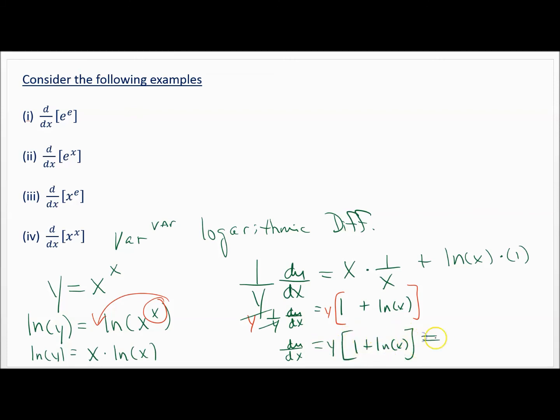Finally, I'm not supposed to leave a y and an x in my result. It should be all in terms of x if possible. And I know that y is x to the x power. So my final answer, x to the x times 1 plus the natural log of x. Right? And again, that's called logarithmic differentiation, and that's what you have to do if you have a power to a power.